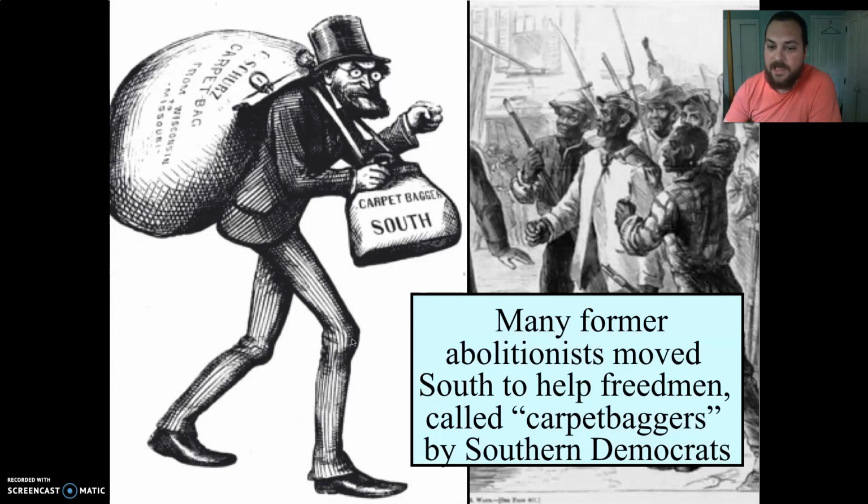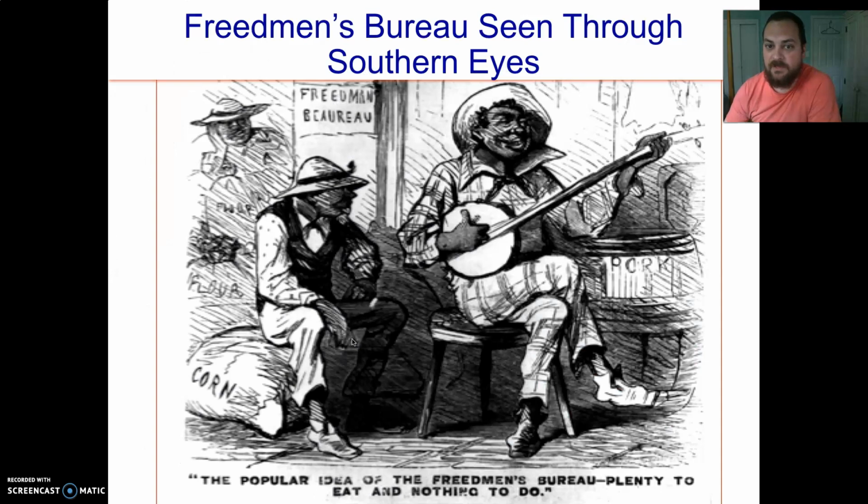Many former abolitionists moved to the South to help the freedmen. It was a very noble thing. They go to work in schools and help them build houses. They were called carpetbaggers by the Southern Democrats, that they had packed up a carpet bag, which was basically an early suitcase, and had moved south. There was a lot of animosity.